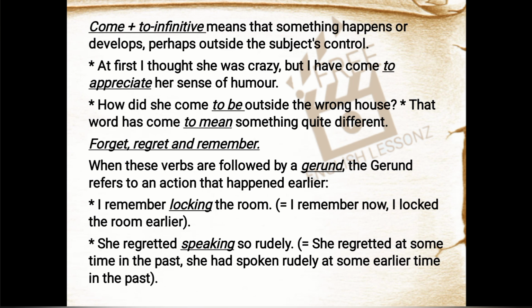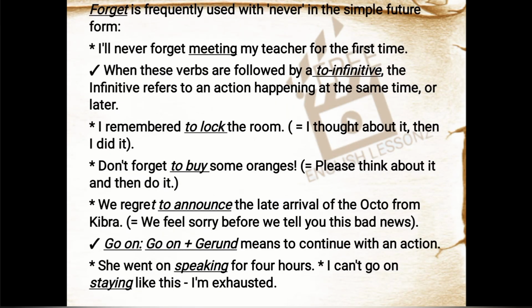Forget, regret and remember. When these verbs are followed by a gerund, the gerund refers to an action that happened earlier. I remember locking the room. Equals I remember now, I locked the room earlier. She regretted speaking so rudely. Equals she regretted at some time in the past, she had spoken rudely at some earlier time in the past. Forget is frequently used with never in the simple future form. I'll never forget meeting my teacher for the first time.